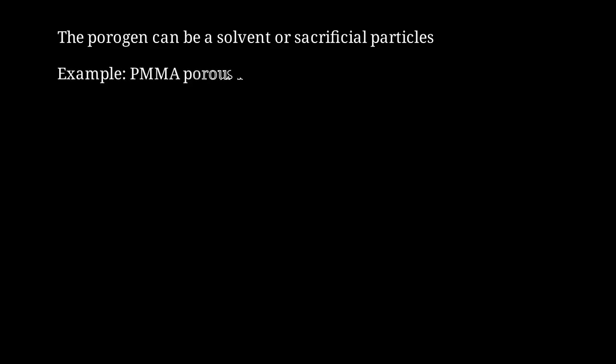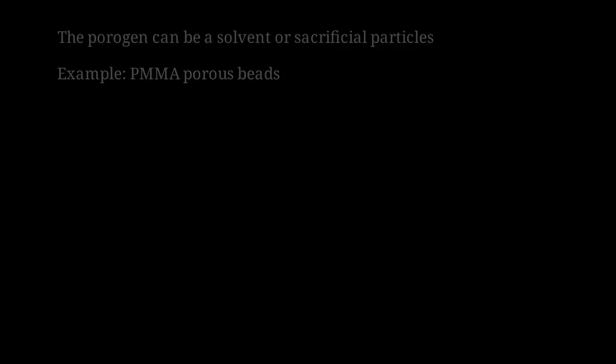A common example is polymethylmethacrylate, or PMMA, porous beads, made using toluene as porogen. After polymerization, we extract the toluene, leaving behind pores. How do we control the porosity? This is crucial because different applications require different pore structures.